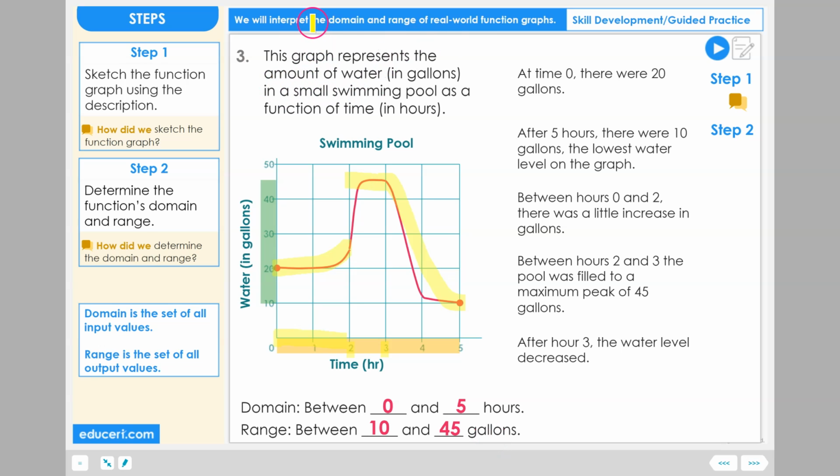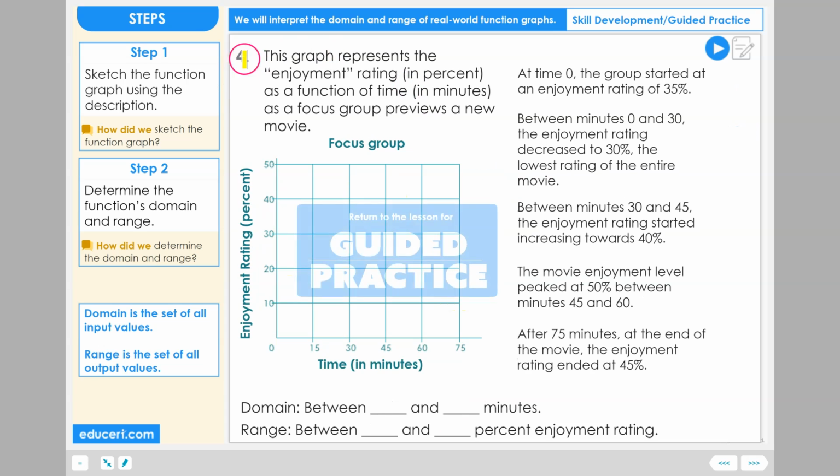You are now ready to interpret the domain and range of real-world function graphs for problem number 4.